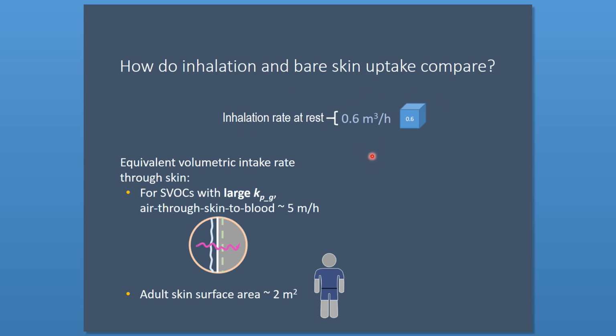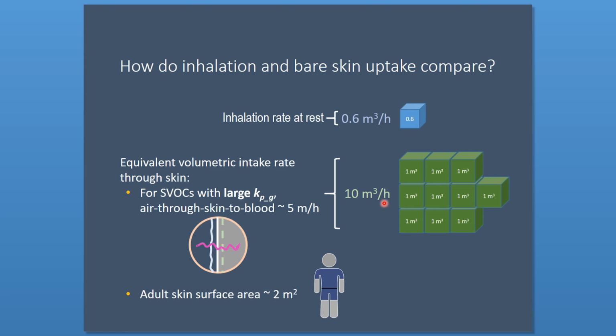So how does that compare to how much you take up through your skin? Well, we can take this permeability coefficient that Weschler and Nazaroff estimated from the chemical properties of these compounds. We can take that value and multiply it by the surface area of the skin of a person, which is about 2 square meters. When you do that, you get this value. This is how you would actually do this comparison. 10 cubic meters per hour equivalent uptake from air of these chemicals, relative to much less by breathing.